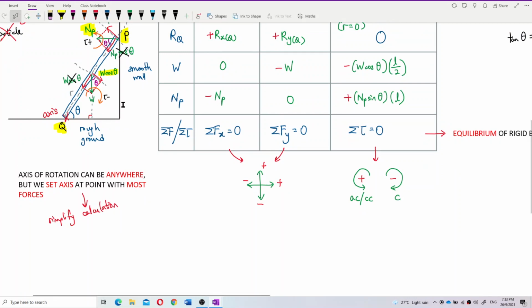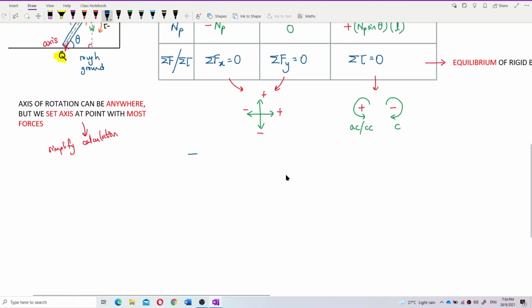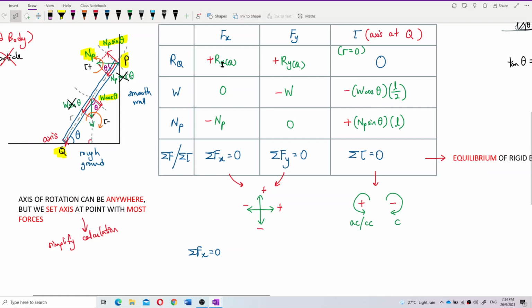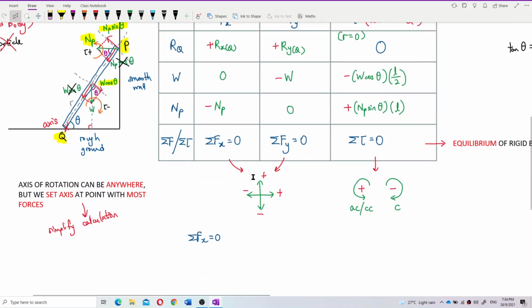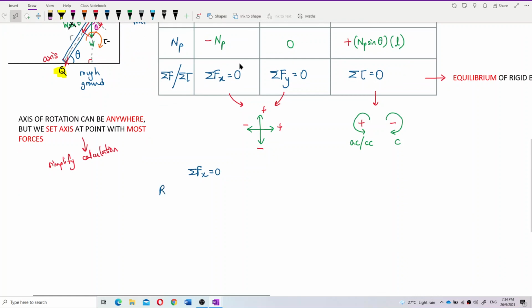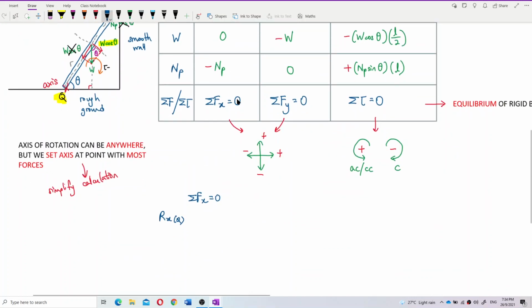I start off with total Fx equal to 0. What are the forces involved? We just total up all these forces, and we get 0. We have Rxq, and then we have the negative normal force P, equal to 0.